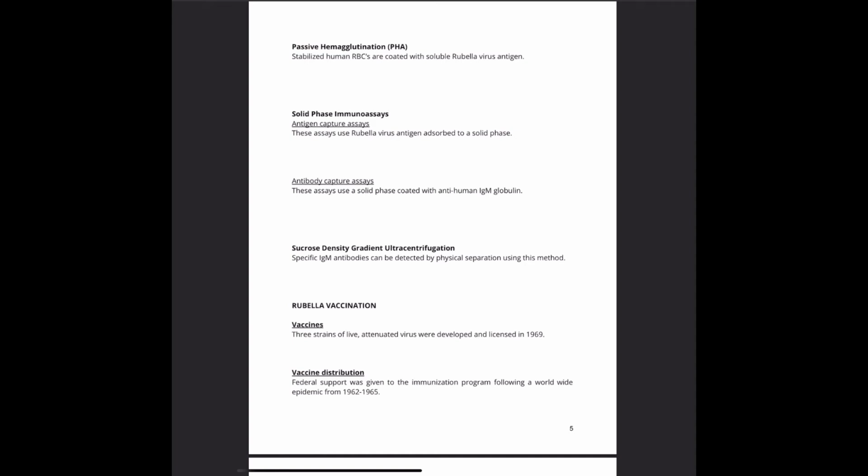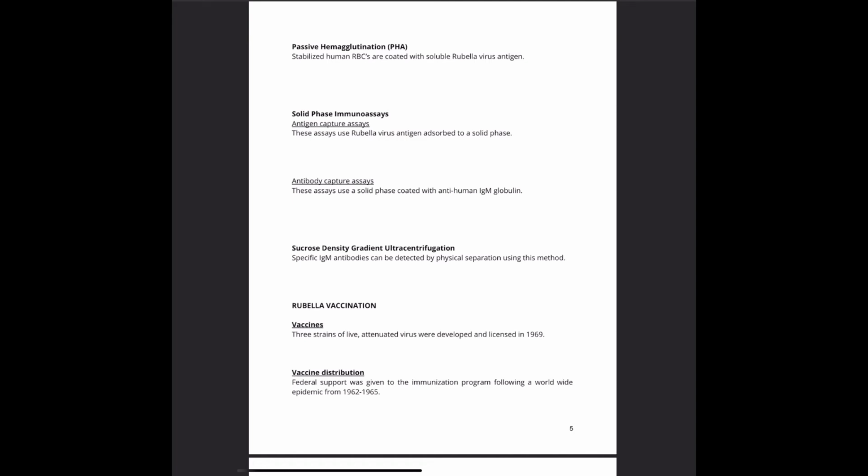We also have some solid phase immunoassays. The antigen capture assays use rubella virus antigen absorbed to solid phase, and after incubation, the rubella antibody binds to the antigen. This assay is very specific for IgG, but you can get false negatives for IgM. False positive results may be encountered in patients with IgM rheumatoid factor as well.